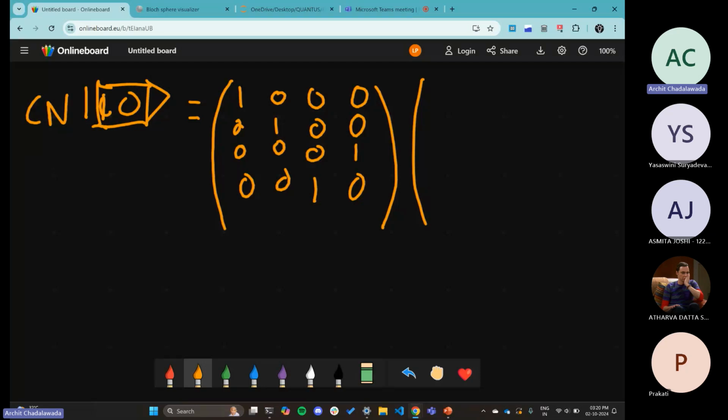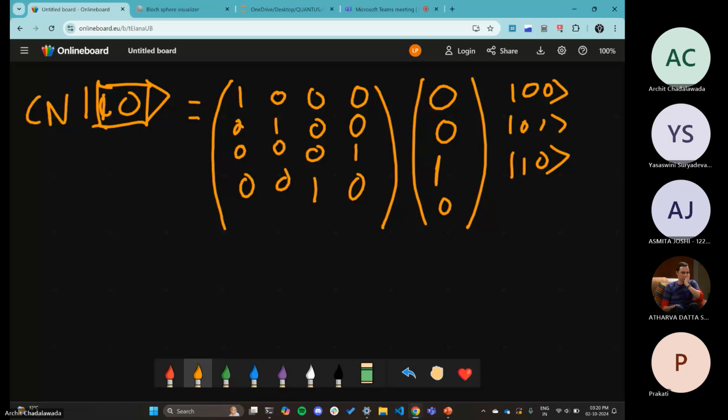In this case, there's no superposition. It's simply the state 1,0. So the probability amplitude of 0,0 will be 0. For 0,1 it will be 0. But the state 1,0 will have the probability amplitude 1. And the state 1,1 will have probability amplitude 0.